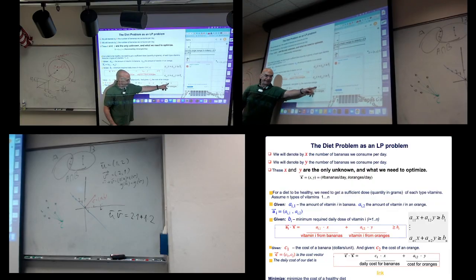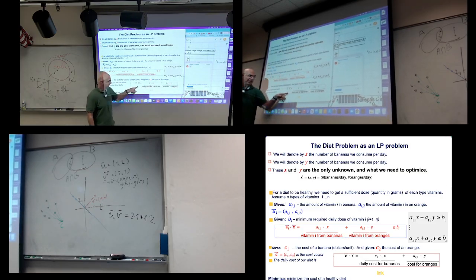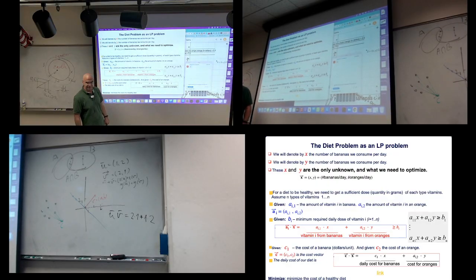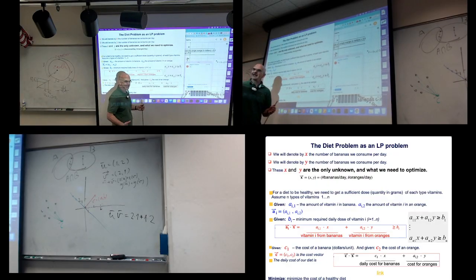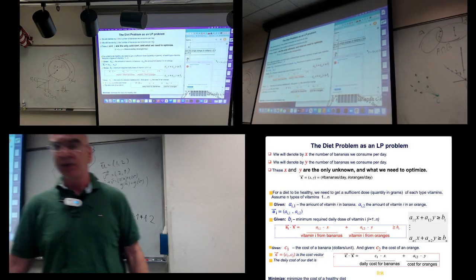Add to it, similarly, the cost of a single orange times how many oranges you are buying per day, sum them up. That's how much we are going to pay for it. And we are going to look for a diet that will satisfy all these constraints and will be as cheap as possible.